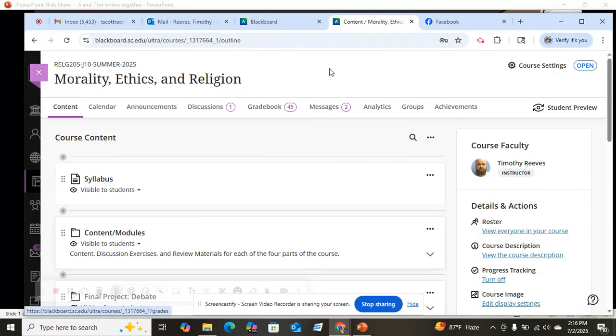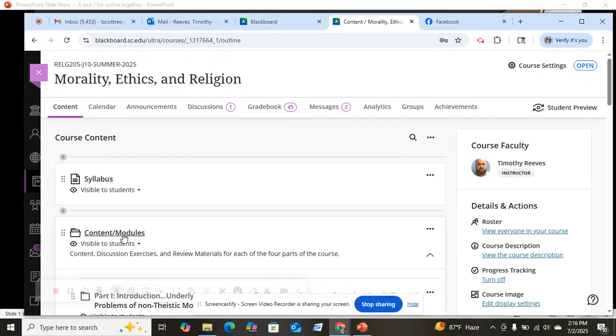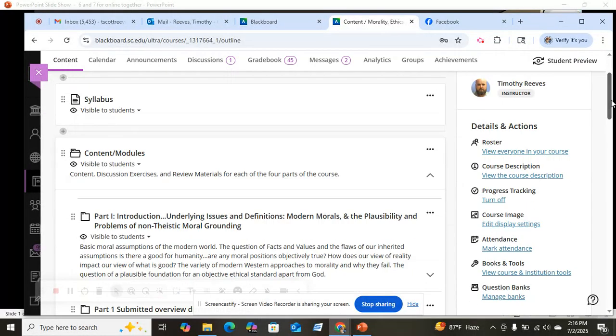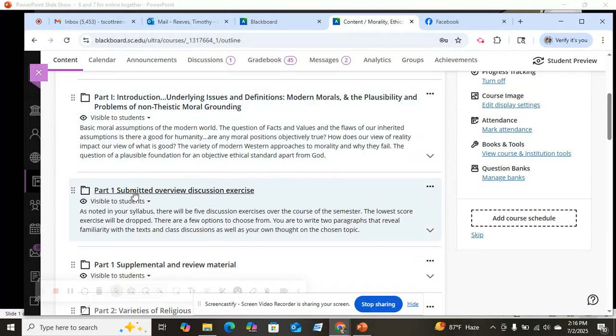If you go to your Blackboard, you go to the content modules, and you see we're in part one, and under that part one, submitted overview discussion exercise. Submitted, as opposed to this not taking place in a discussion board. This is one you just submit to me. It will say discussion because it's graded as that discussion portion of your grade, but it's just a submission through Blackboard, a PDF, Word document, something like that. And there are actually more than five. I need to change that.